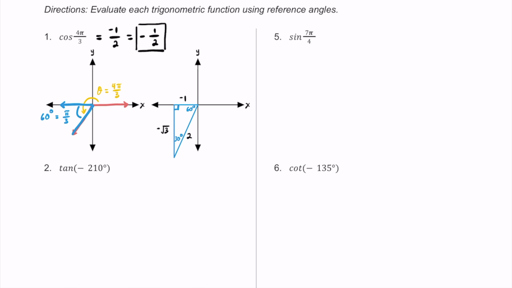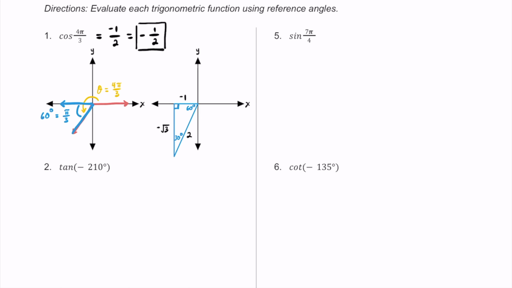Let's check out number 2. For number 2, we have another angle measure and a different trig function. We have tangent of -210 degrees. Let's start by putting this on the coordinate plane.